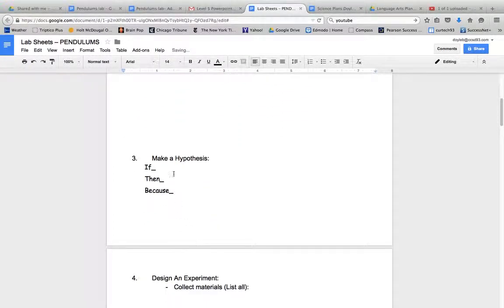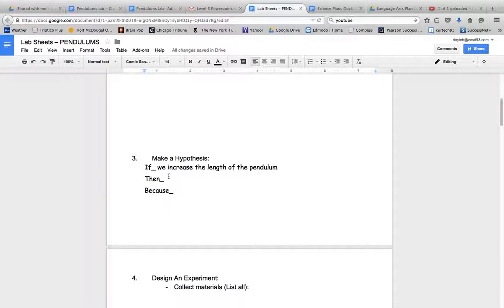All right, now our hypothesis. I made a mistake on my last video, so let me try to correct that. The if part is the independent variable, so we need to say if we increase the length of the pendulum. So you wouldn't want to say if we change the length of the pendulum, because change could mean increase, it could mean decrease, it could be change the material, it could be a lot of things. So we want to be specific: if we increase the length of the pendulum.